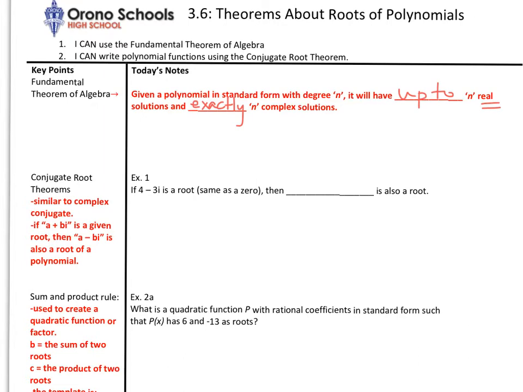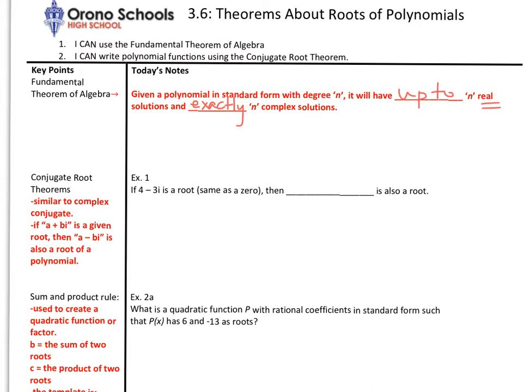What this means is if you have a polynomial, it can cross your x-axis up to the same number of times as the degree of the polynomial, but you'll always be able to find the exact amount of complex solutions that may or may not include those real x-intercepts. To create equations based on roots of polynomials, we're going to start off with understanding what roots could be formed.